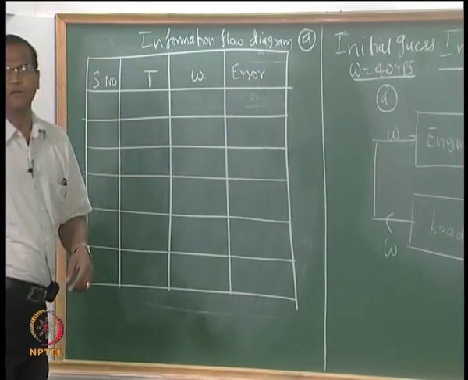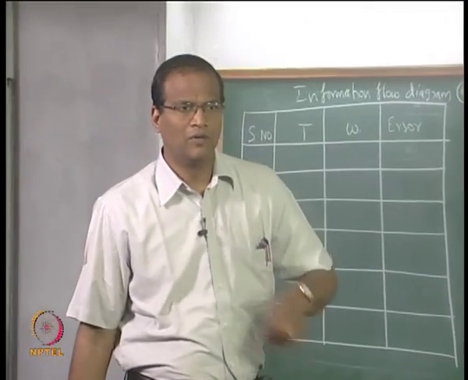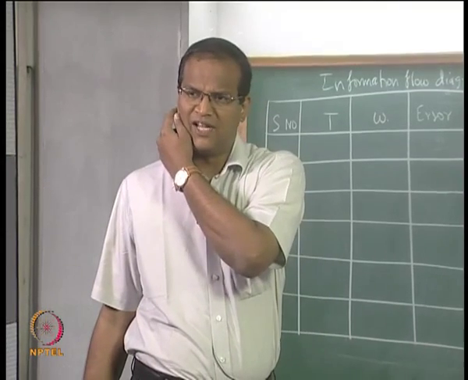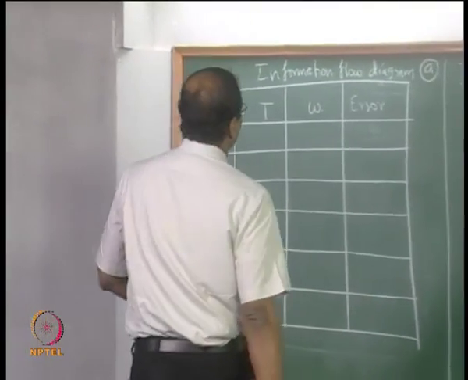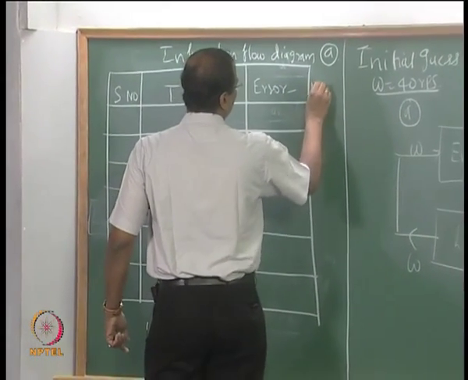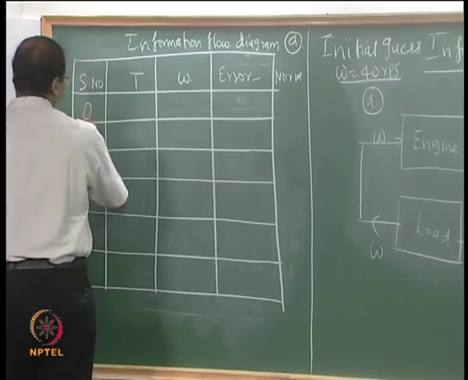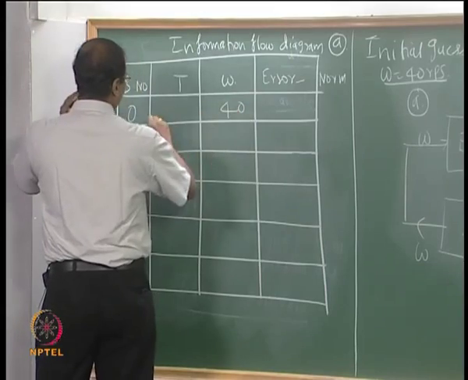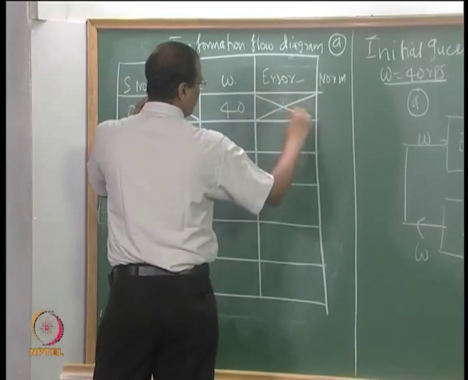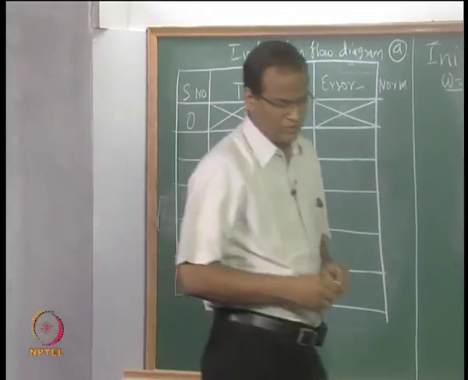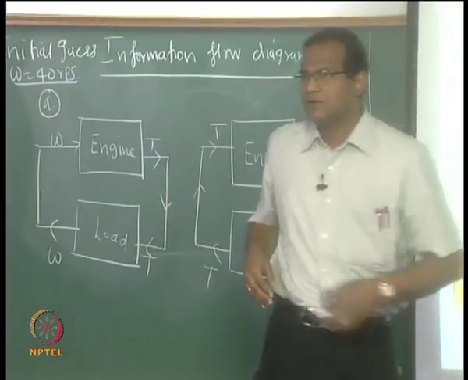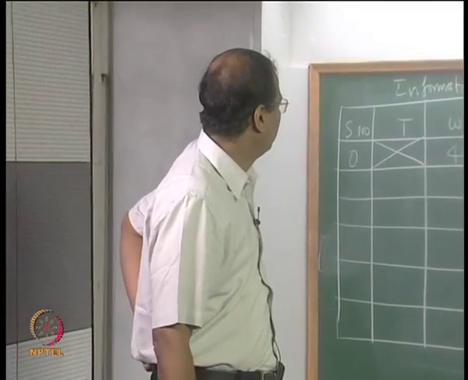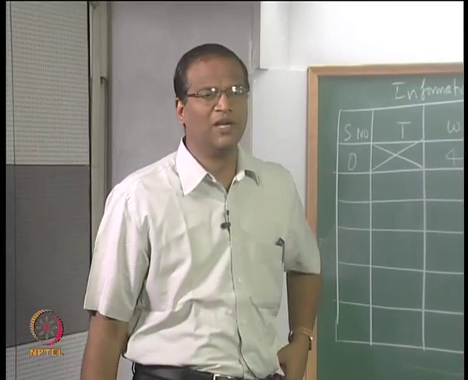What is the error criterion we want to use? Sum of omega i plus 1 minus omega i whole square plus t i plus 1 minus t i whole square. Okay, so I will say norm. Iteration 0: I do not calculate anything, I just start with the initial case. So, I do not fill up 2 columns, the column pertaining to t and the error.